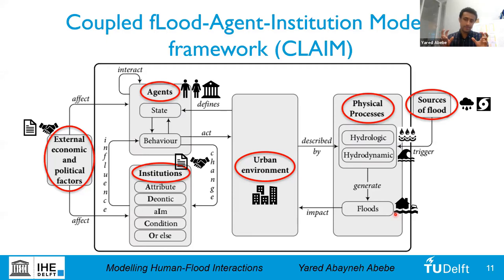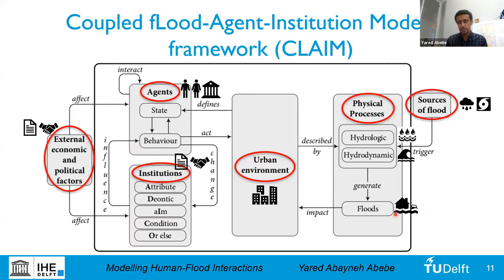So the natural part, in this case, the rainfall, there are some technologies that alter rain patterns, but normally rainfall and hurricanes, we consider them as natural phenomena. Because we don't have that much influence on them, that's why we put them as source of flood as external factors, including climate change and scenarios. These are included there. And then you have the external economic and political factors.